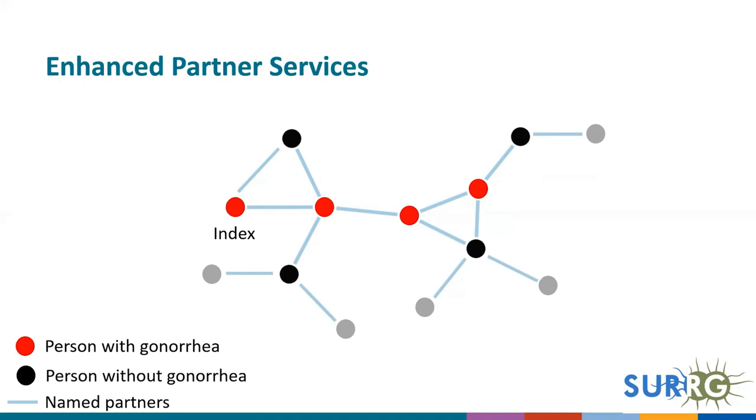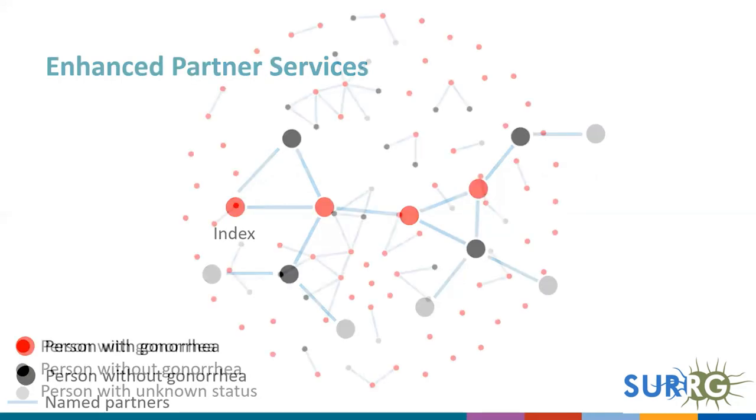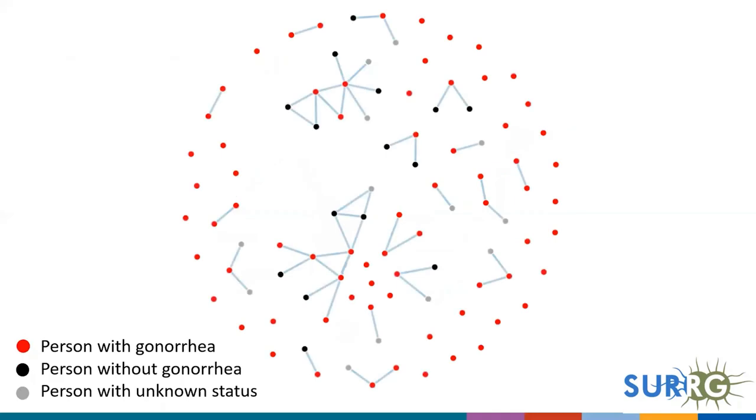The hypothesis behind this is that perhaps going out a few steps beyond our normal investigations will help us increase case finding or reveal clusters that we don't normally see or interact with, but they're important to reach. So here's an example. This is more preliminary data from 2018 from a second Surge jurisdiction. Red nodes here are people who were gonorrhea positive, black nodes are people who are gonorrhea negative, and gray nodes are people whose gonorrhea status is unknown.